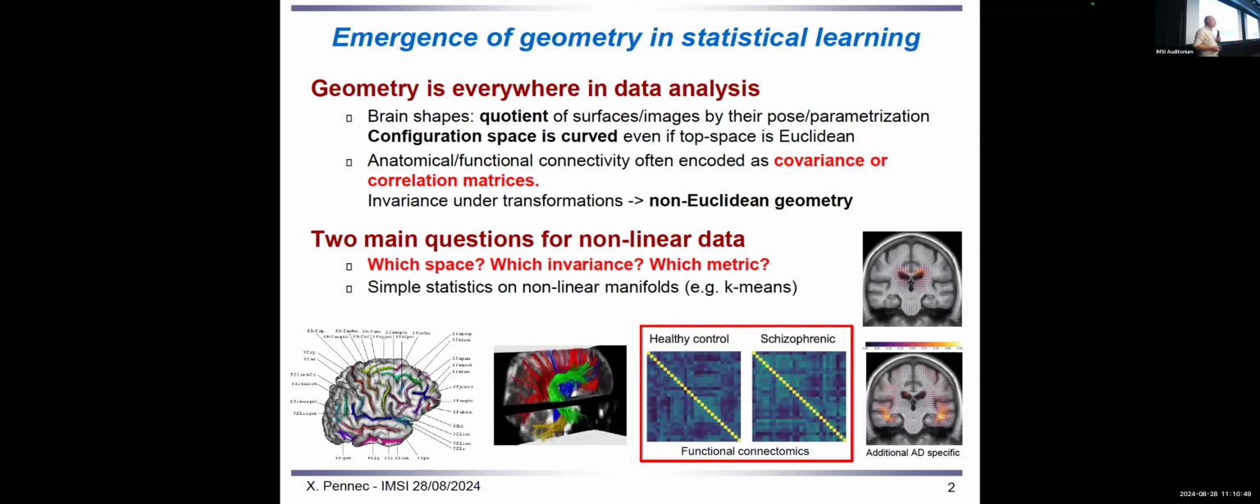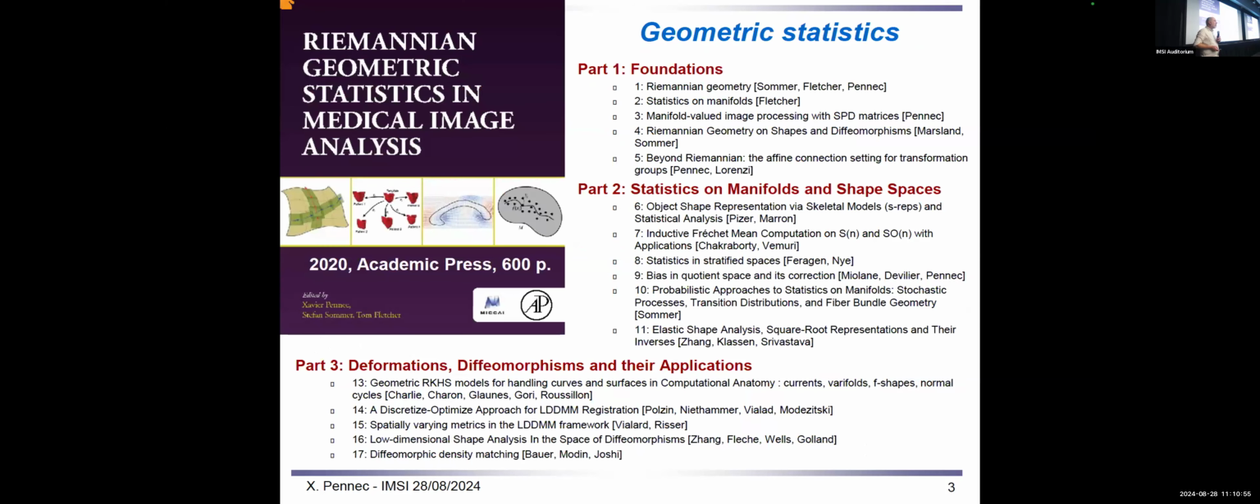And then maybe what are the metrics that respect that? And then we can try to use a simple statistical algorithm or machine learning algorithm like k-means and things like that. So if you want to learn about that, there's a book where we put some of these notions and examples in medical image analysis.